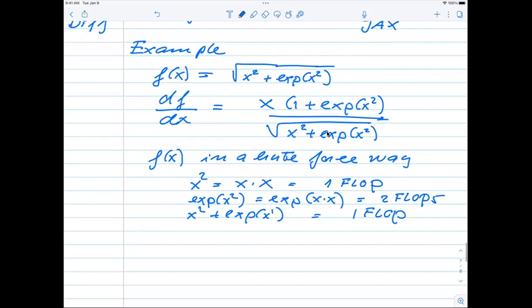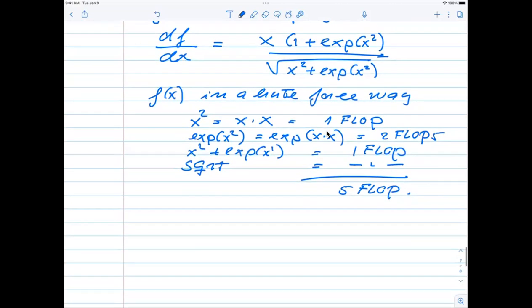And finally, I have the square root. So if I do this without thinking, in total, I have 5 floating point operations. However, in this case, you would obviously say that, hey, I could now define a new variable, a, which is the same as x squared. I calculate a, and then I calculate exp of a.